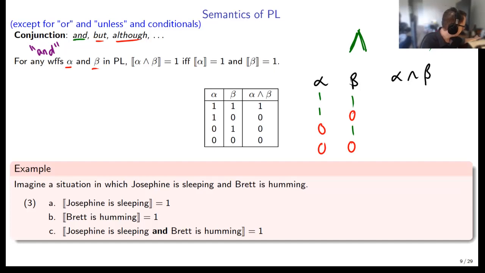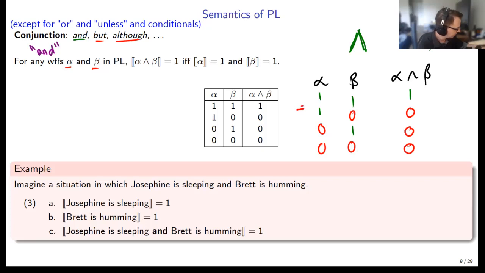It's going to be false in every other case. So in this first situation where alpha is true and beta is true, then alpha and beta is true. Like the trees are green and the sky is blue. If both of those are true, then the trees are green and the sky is blue is true. But if the trees are blue, then the conjunction's not true. Or if the sky is gray, then the conjunction is not true. So in all the other cases, this will be false.